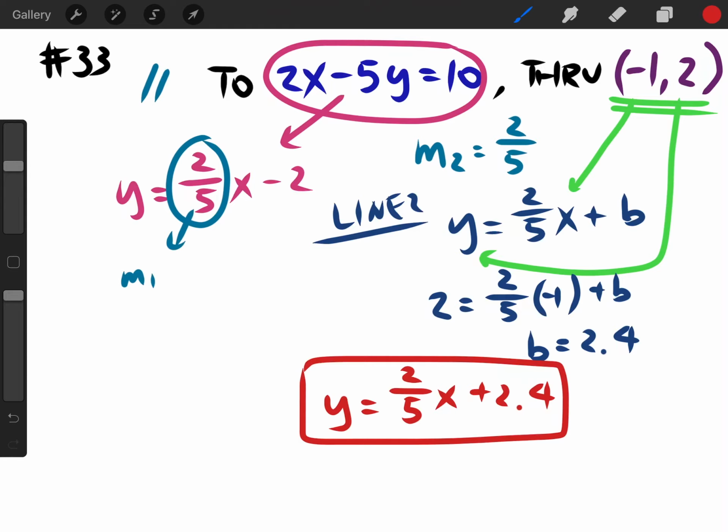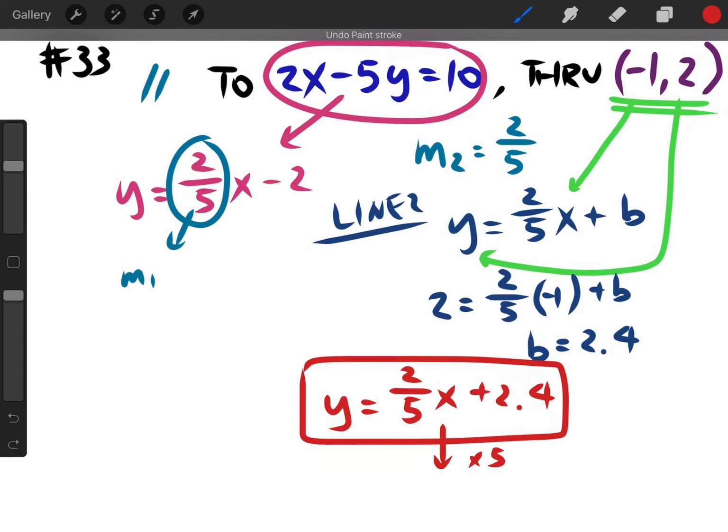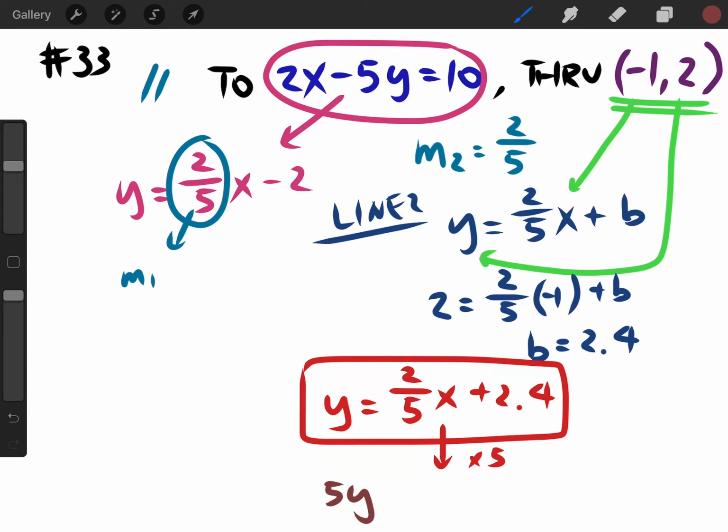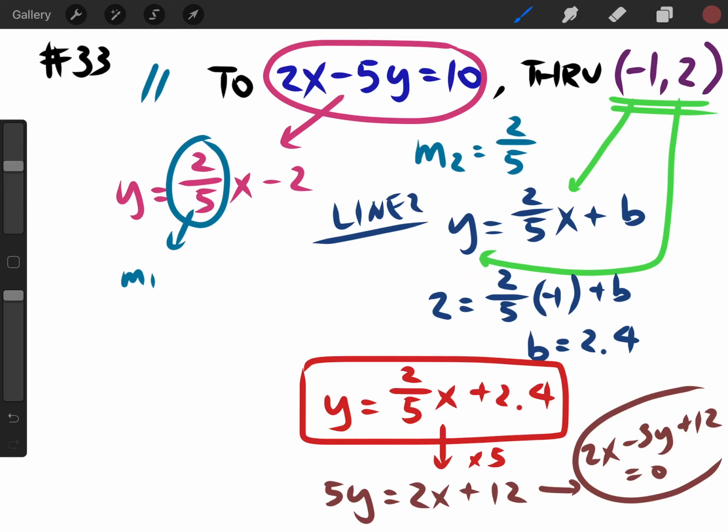If you have to rewrite it in a different form, in ax plus by plus c equals 0, all you need to do is multiply everything by 5. You're going to get 5y equals 2x plus 12, and then just go ahead and rearrange it. So it's going to be 2x minus 5y plus 12 equals 0. You can write it in that way.